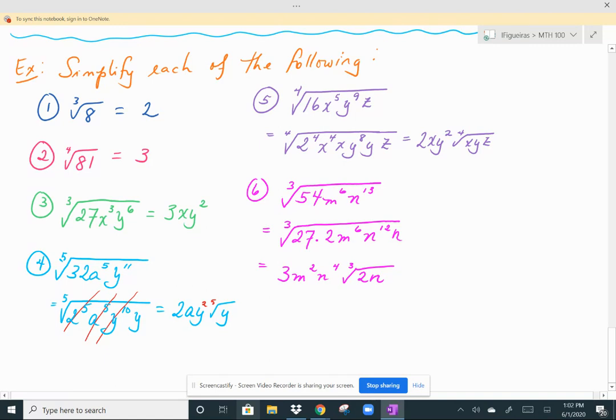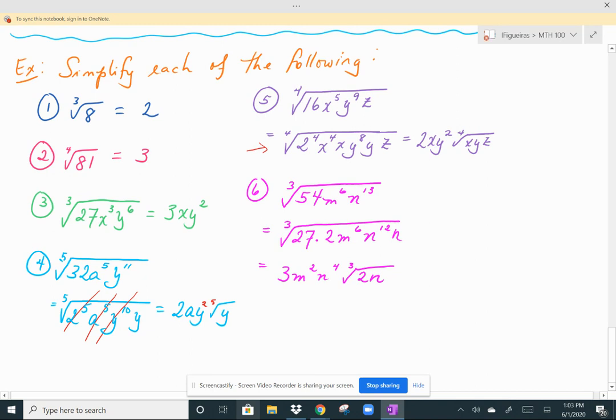Okay, so here's another one, number 5. I have the fourth root of 16, x to the 5th, y to the 9th, z. So the 16 can get rewritten as 2 to the 4th power. X to the 5th has to get broken down into x to the 4th times x, again, because you want exponents that are divisible by 4. And the same thing has to be done with the y. Y to the 9th gets broken down into y to the 8th times y. You can't break down z more than it already is, so you just write down z.